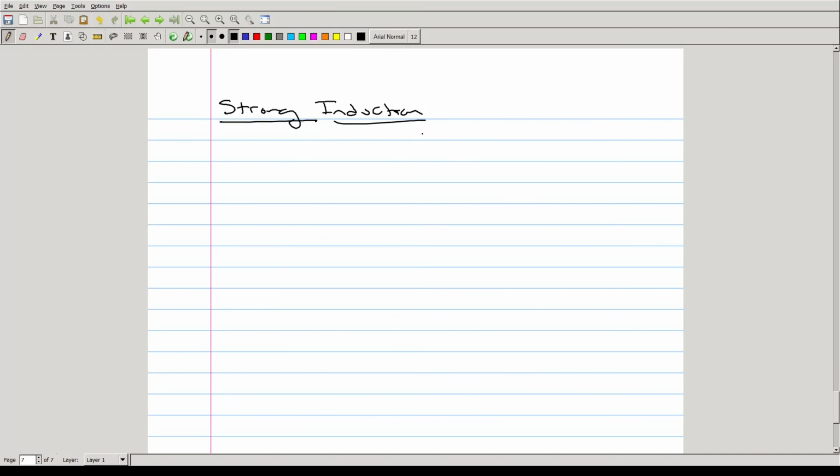is that we still are trying to prove that the statement p of n is true for all positive integers or all natural numbers, where p of n is a propositional function or predicate. But the idea here is that we still do a base case, where we have to verify that the proposition p of 0, and possibly p of 1, p of 2, is true.